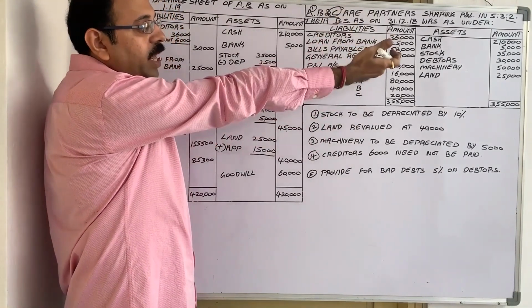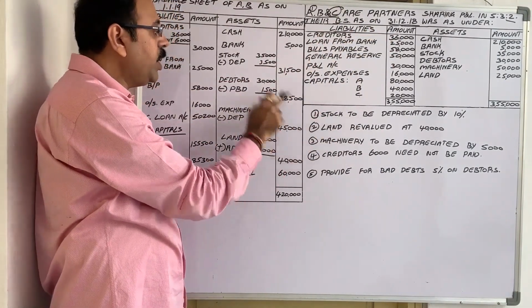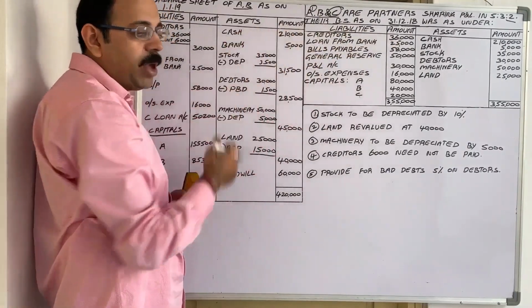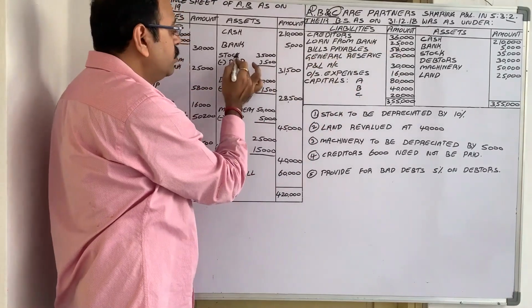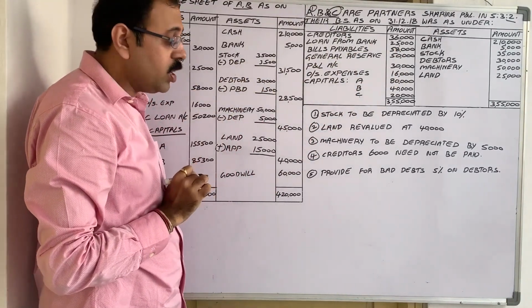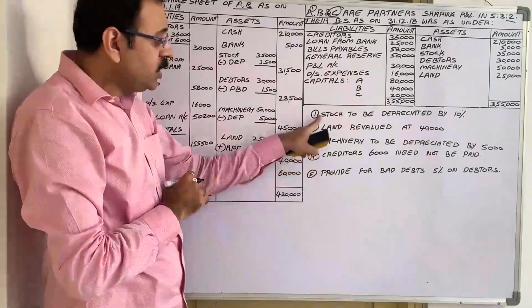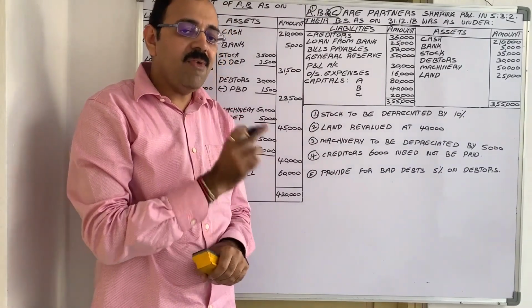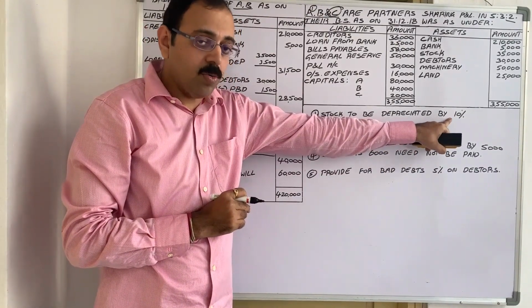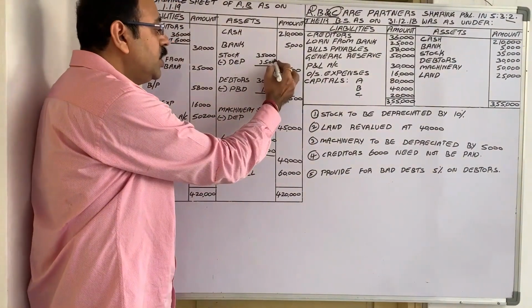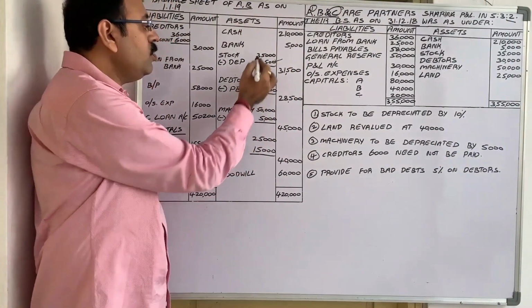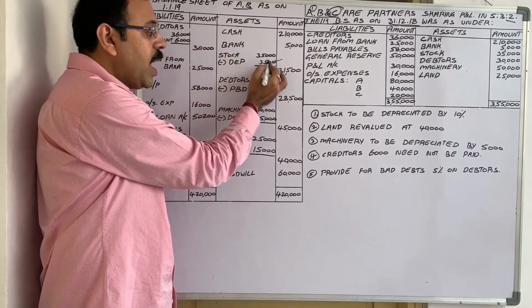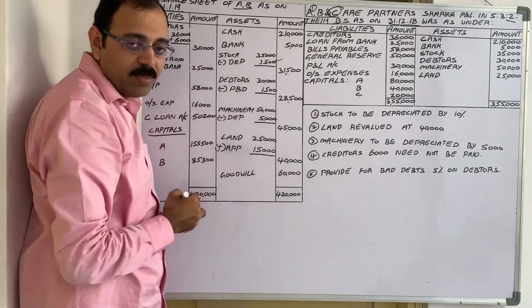Bank, before retirement 5,000, after retirement also the bank balance is 5,000. There is no change in bank balance, so write down the same amount. Then stock. Related to stock, there is one adjustment. What is the adjustment? Stock to be depreciated by 10%. In the revaluation account, we calculated the amount. The depreciation amount was 3,500 rupees. So write down the stock amount in the inner column. Depreciation you have to deduct, and the remaining stock value in the outer column.